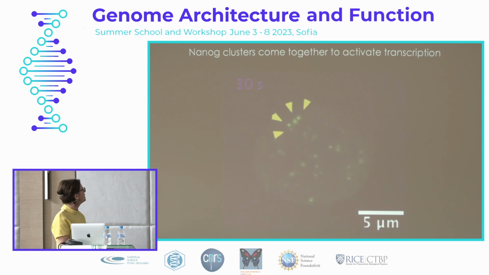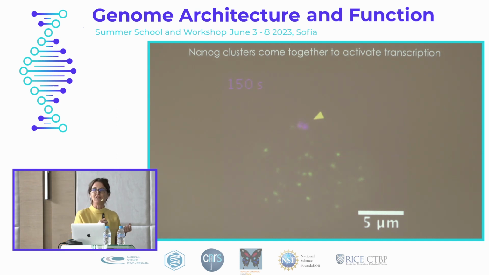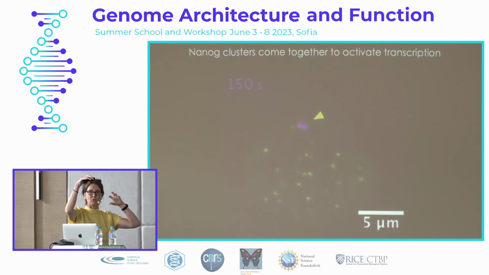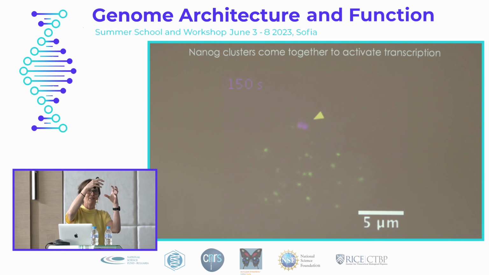So I'll show you here. So they're moving, moving, moving. And then you can see purple, which means that the transcription of this locus starts. And we're really fascinated by this movie because I think what we're seeing here is clusters of Nanog that form on pieces of DNA that come together to activate transcription.